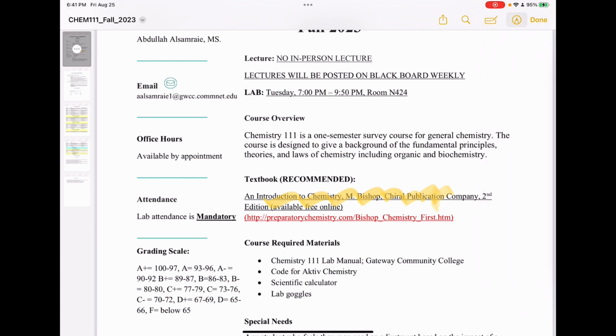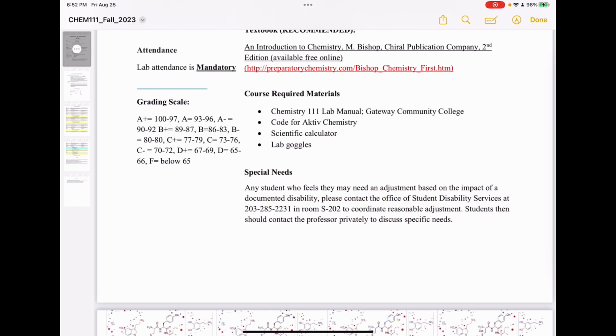If you click on this link here, this will take you directly to the book so you can access it. The lab attendance is mandatory, so I do expect everybody to attend the lab every week. Unfortunately, there's not going to be a chance to do any makeups for the lab, so if you miss a lab, if you miss a lab report, that would be it essentially.